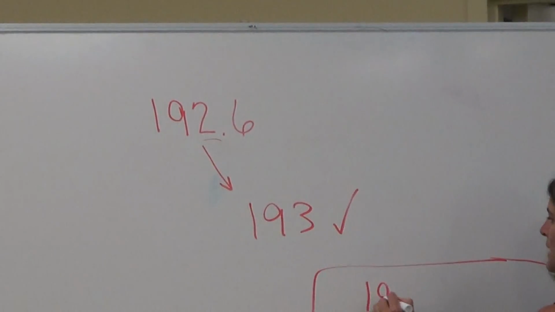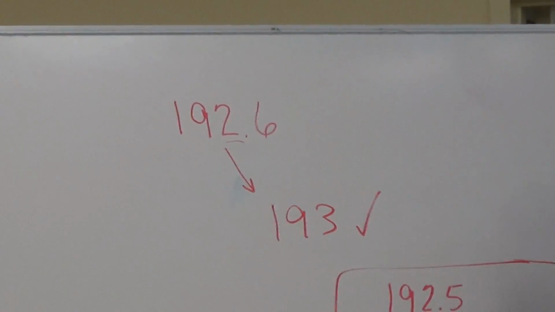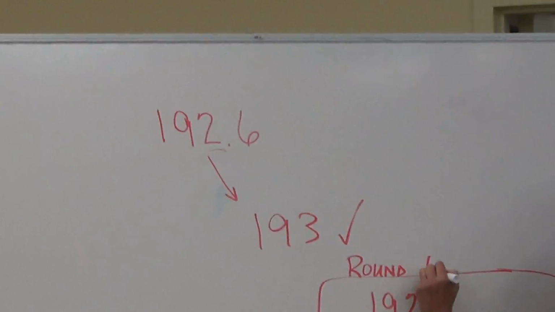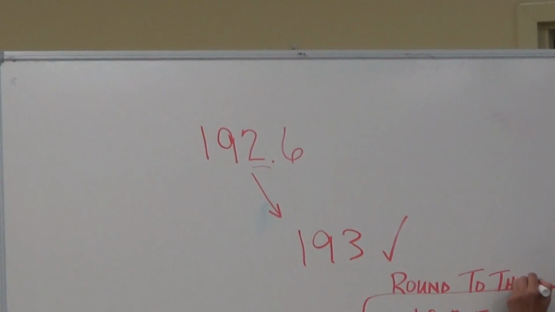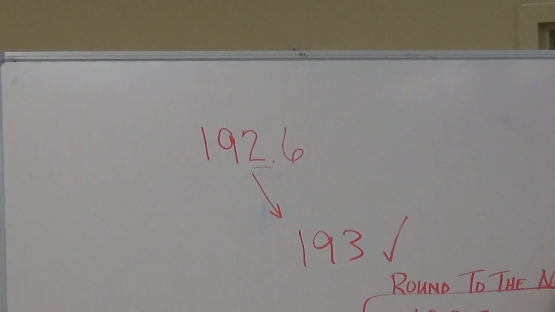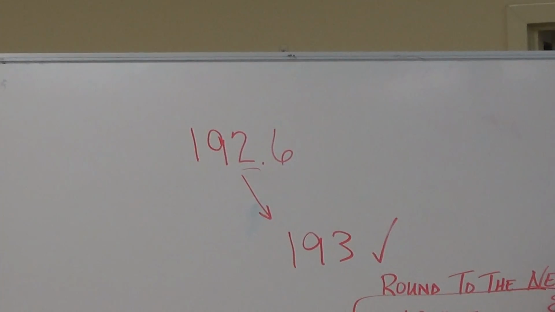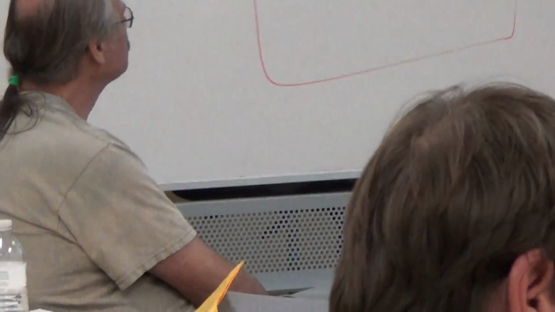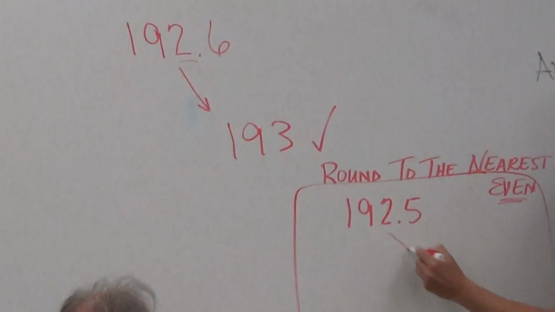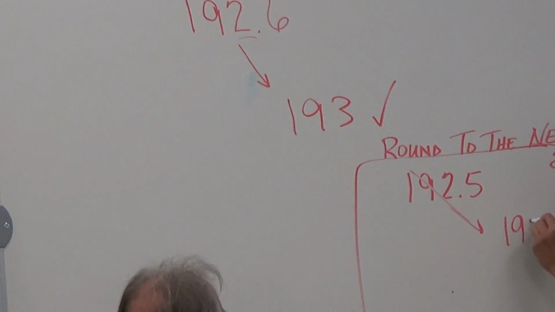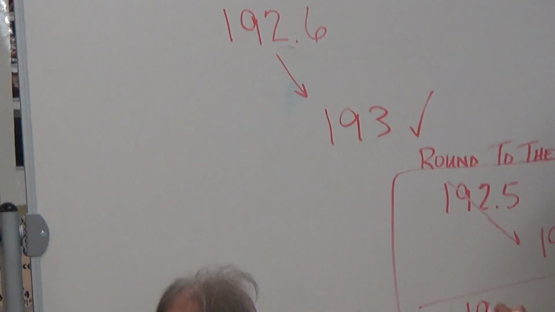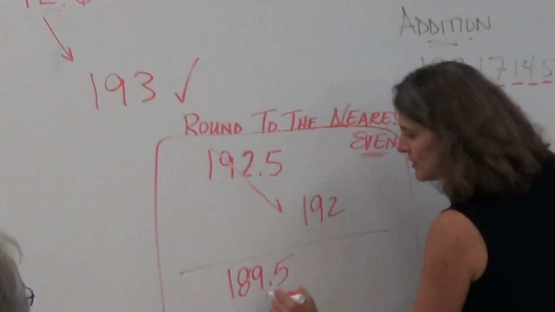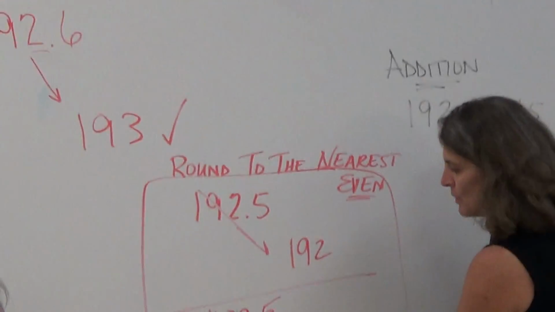Let's say I have 192.5. In surveying, you round to the nearest even number. This is weird. I don't know of anything else that does this. Does anybody else? You round to the nearest even. So what would this become? 192. How would it round if it was 189.5? 190.